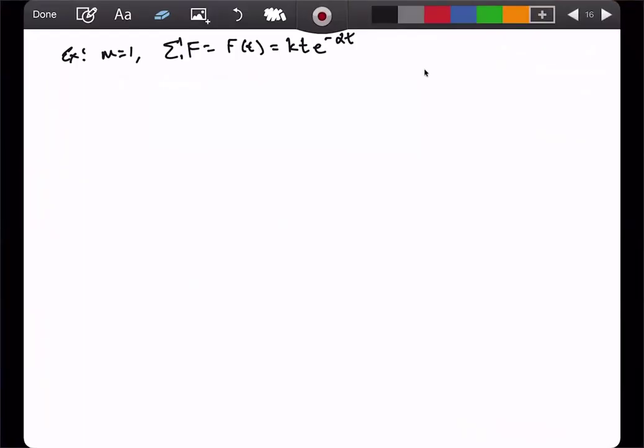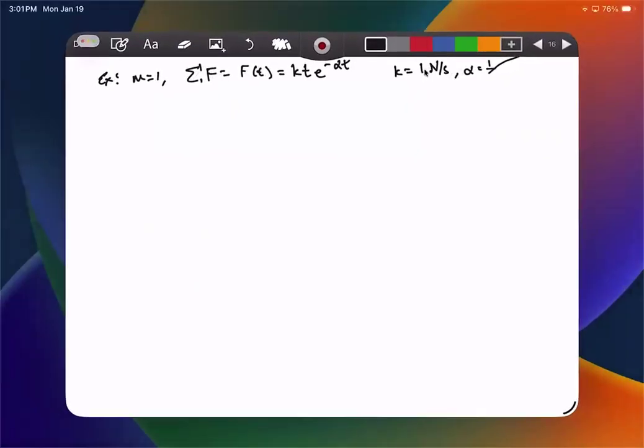Now, in this case, we're going to take our constants as k is equal to 1 Newton per second. And we need that because what? Our force is a Newton, and we have a second coming from the time. So that guy has to have units of Newton per second. And then finally, we're going to use that alpha is equal to 1/2.